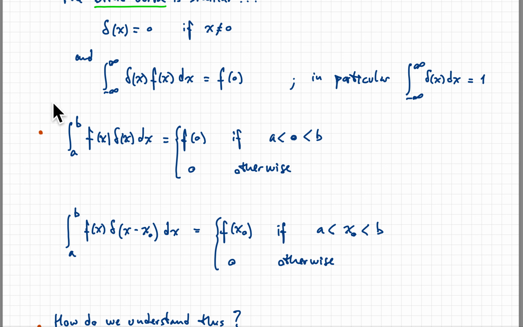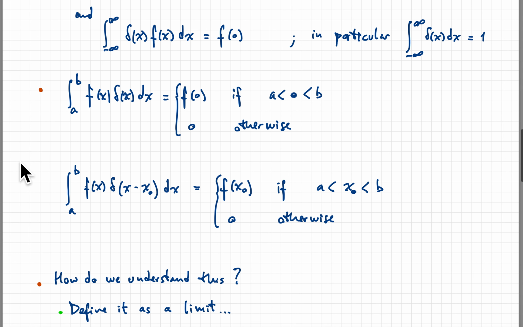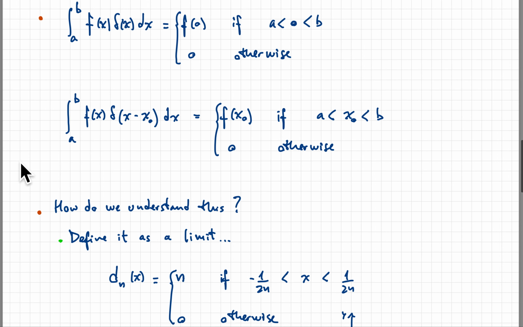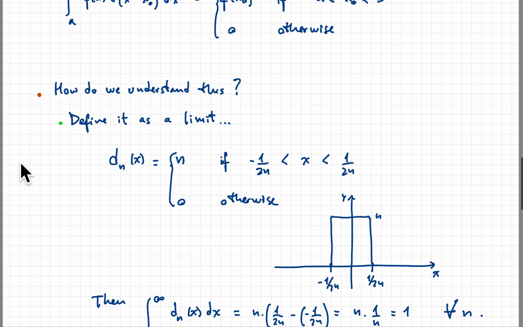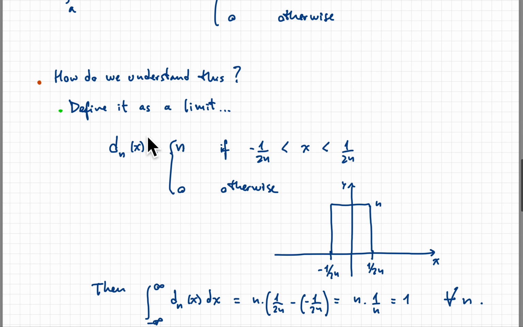It's just a function evaluated at the origin, at that point where the delta saturates. So how do we understand that? One of the easiest ways to think about this is really as a limit. So let's define a sequence of functions, d_n of x, where x is a variable and n is our series index. We make that function equal to n if x is in the interval (-1/(2n), 1/(2n)), and 0 otherwise.